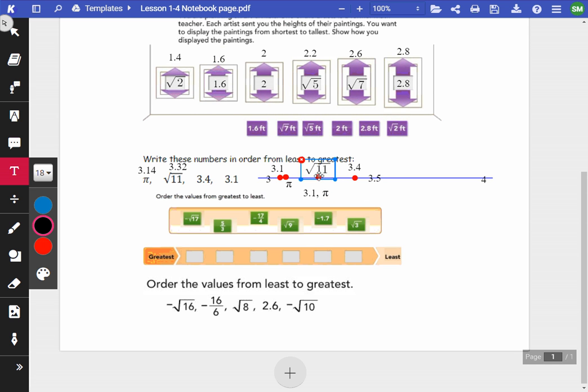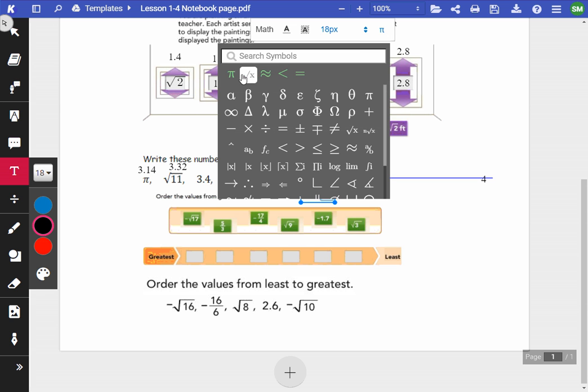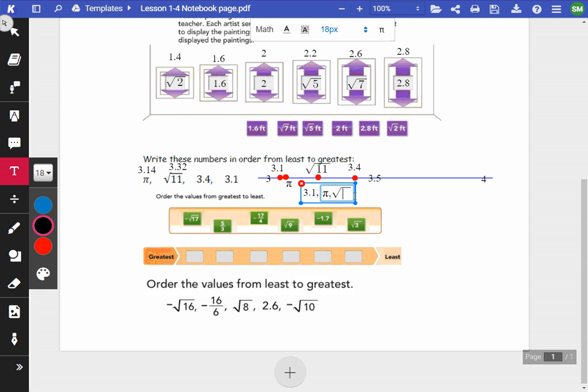Then I have the square root of 11. So, comma, space, square root of 11. I have to arrow out of that and then put a comma so it doesn't keep doing the square root. Then I had 3.4. And there's my list in order from least to greatest.